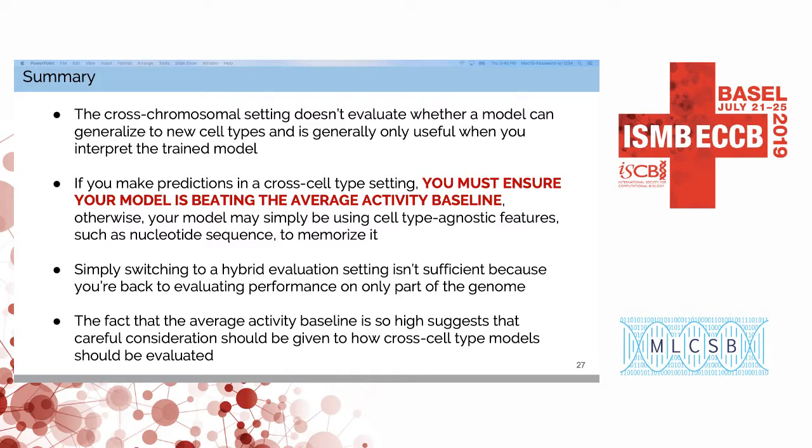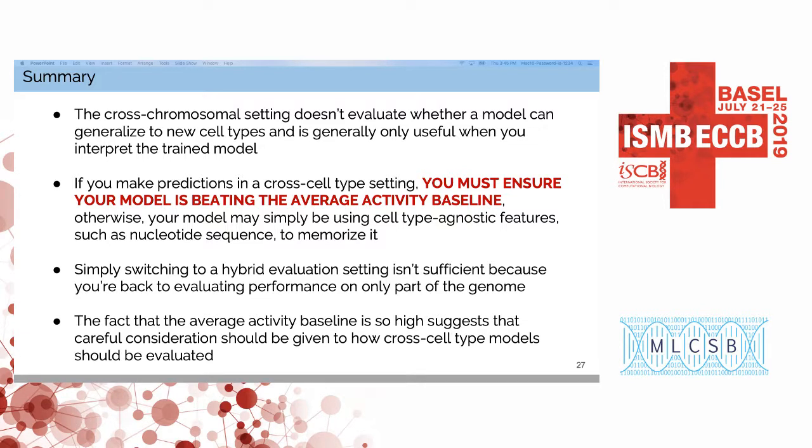So I don't think that simply moving to the hybrid evaluation setting is the best thing to do, because ultimately your model needs to make predictions at every genomic locus, including the ones that it was trained on. Simply restricting it to a different portion of the genome isn't really solving the issue, it's just sidestepping the issue. And so, more generally, I think that the fact that the average activity baseline is so strong and so difficult for us to beat indicates that there's a lot more knowledge we need to glean from the genome.